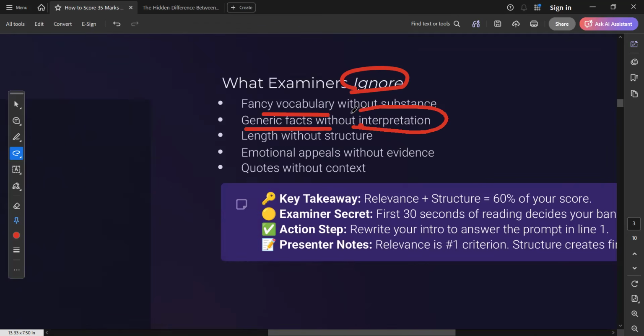This is what I'm saying. Interpretation has to be there. Length without structure, emotional appeal. If you are putting some anecdote in the introduction, but you just don't give any evidence to it, it doesn't work. And you are using quotes everywhere. I have seen some people use quotes in almost every paragraph.